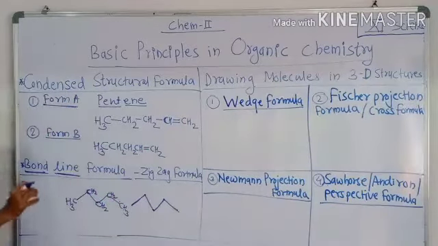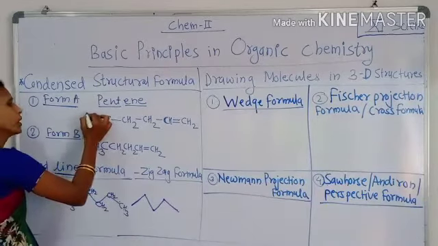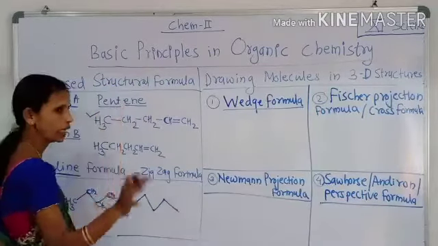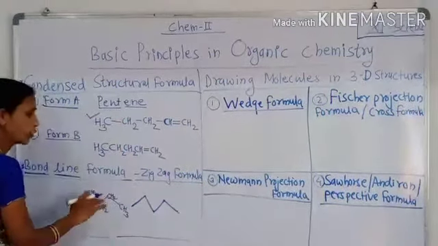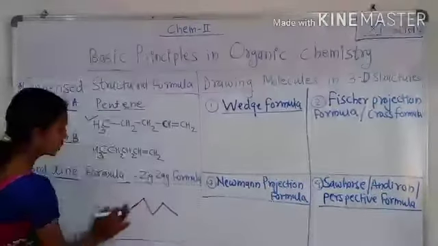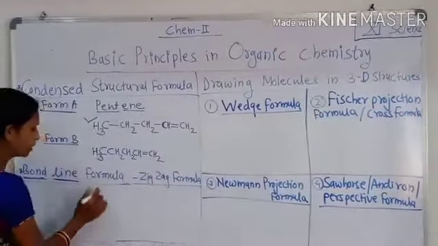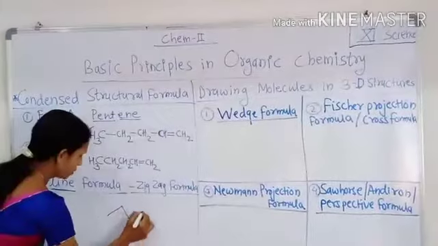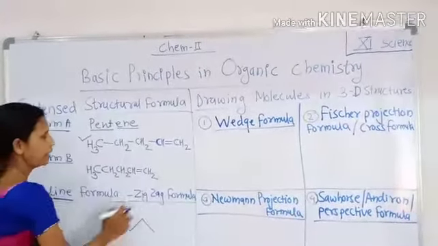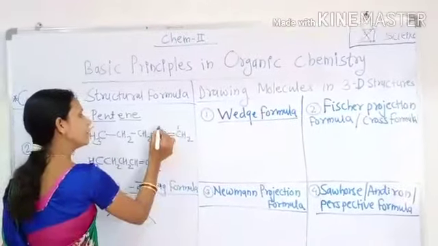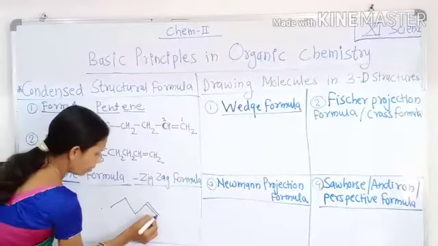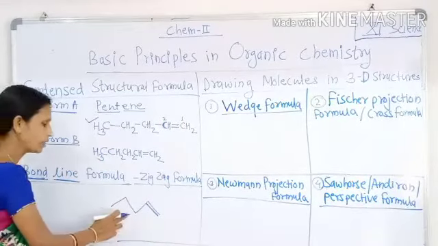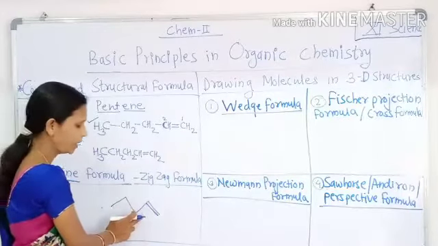For more convenience, we use form A for writing the condensed structural formula for any organic compound. Then we can write the bond line structure for this alkene, pentene, like this. There are a total of 5 carbon atoms, so we write the bond line structure like this, and between the first and second carbon atoms there is a double bond. Therefore we write the double bond at this position, and that is the bond line formula for pentene.